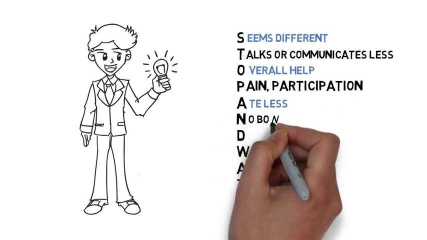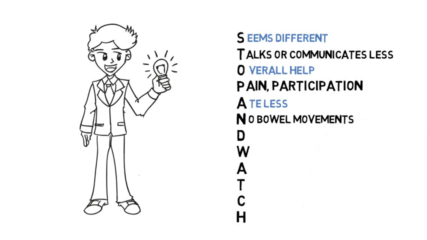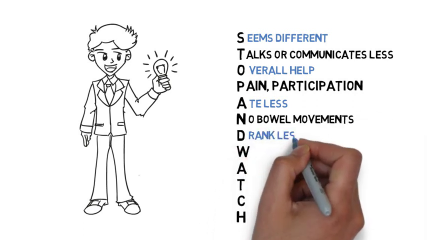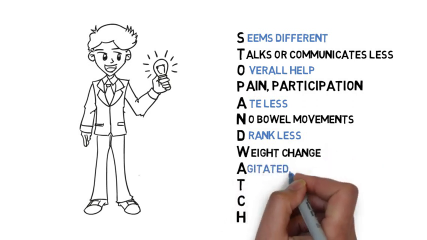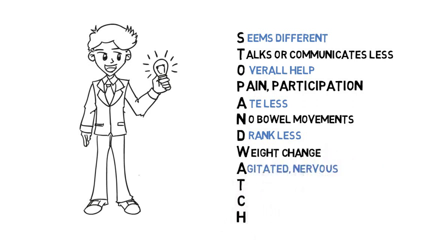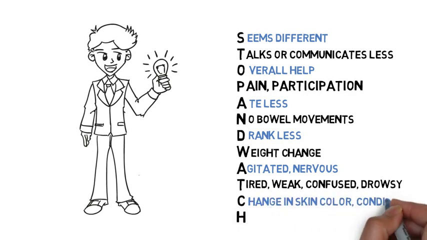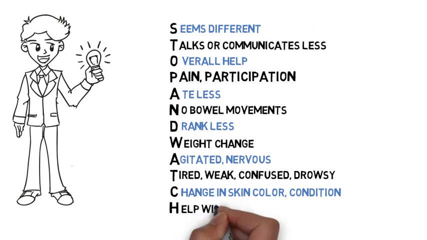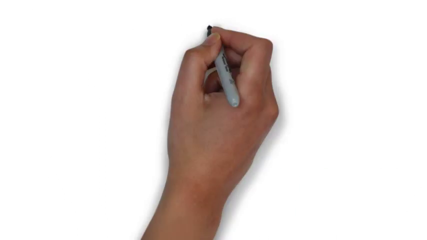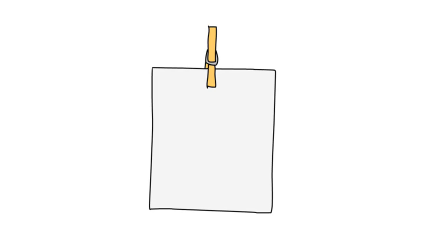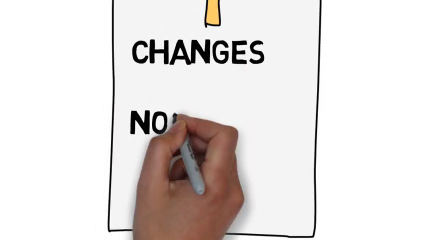N, no bowel movements in 3 days or diarrhea, D, drank less, and then Watch is W, weight change, A, agitated or nervous more than usual, T, tired, weak, confused, or drowsy, C, change in skin color or condition, and H, help with walking, transferring, and toileting more than usual. Any of the changes listed on this tool must be noted and monitored.